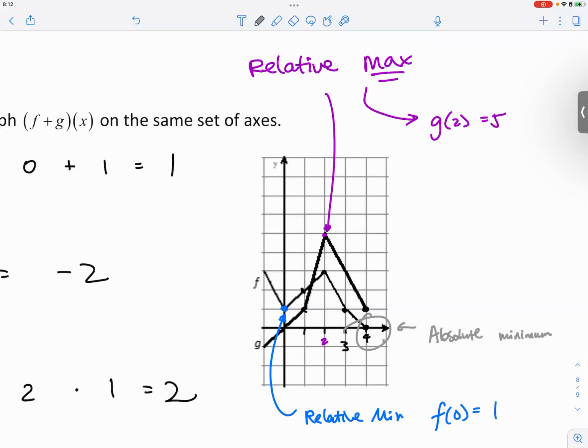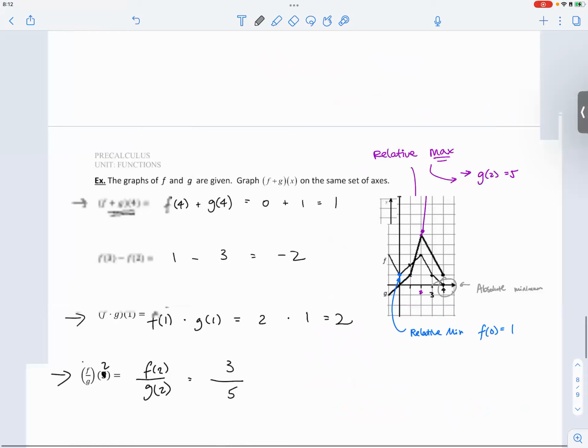Okay, and this is actually a concept that you will learn again in calculus, but with fancier notations. But this is the idea: relative max and relative min. It goes up, it goes down. That's a relative max. It goes down first, and then it goes up again. That's a relative minimum.